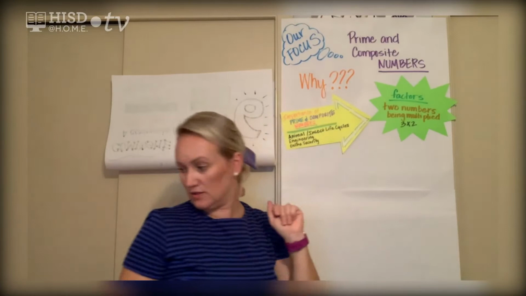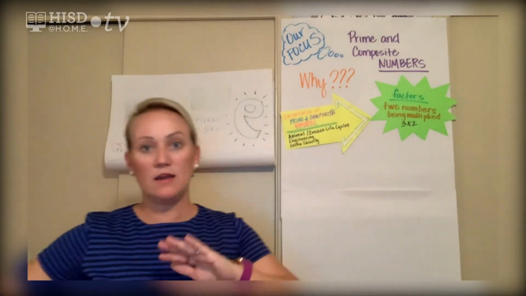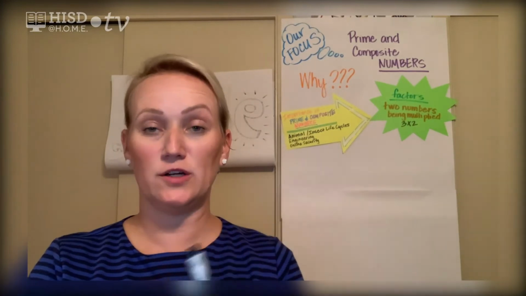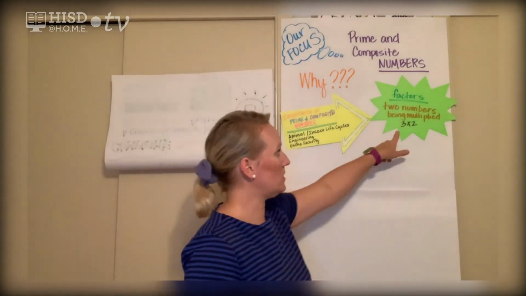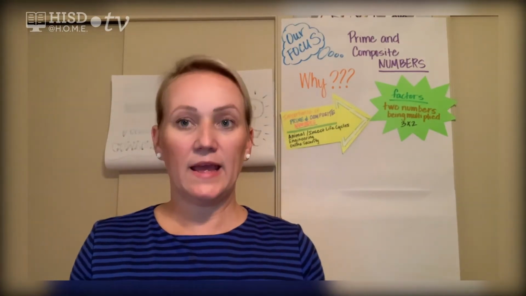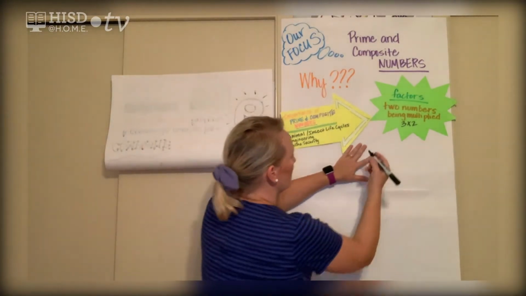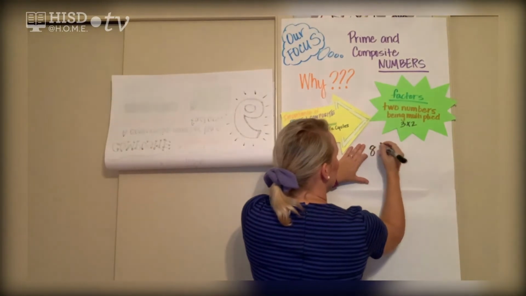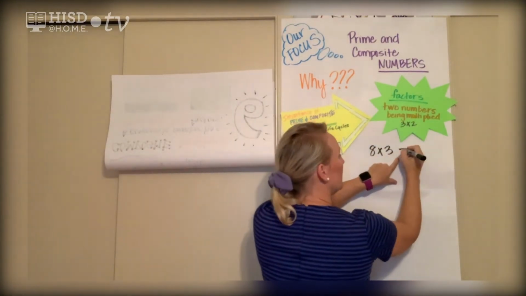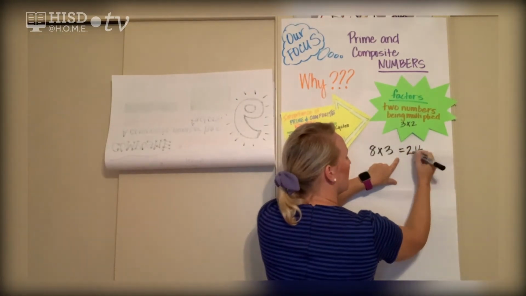A factor. Let's do one together. Any factor, any number multiplied by another number is a factor. Okay, anyone. I did 3 times 2 here, but you could do like what? Give me one. 8 times 3. 8 times 3. Those are factors, and this is the product.